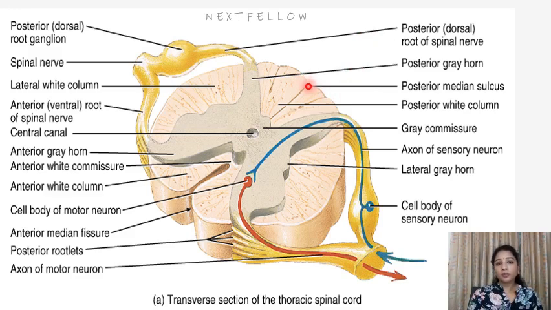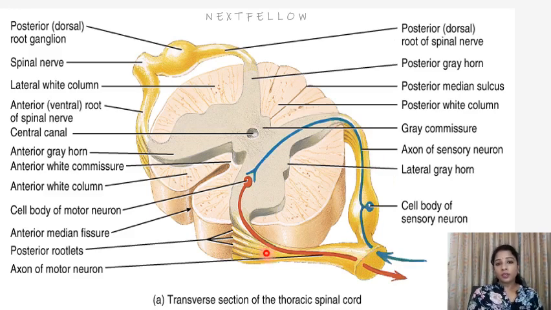So here the posterior median septum, and there are two anterolateral sulci where the motor roots get origin, from where anteriorly the motor roots are originating. This is called the anterolateral sulcus. Similarly, we have the posterolateral sulcus on each side where the sensory roots gain their origin, two posterolateral sulci. And each spinal nerve has an anterior and a posterior root. We can see the anterior root, the red one, and the blue one is the posterior root.